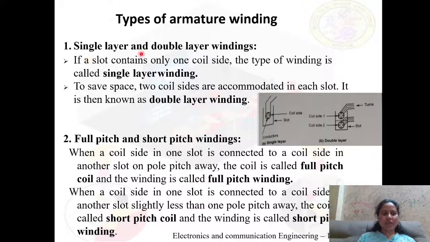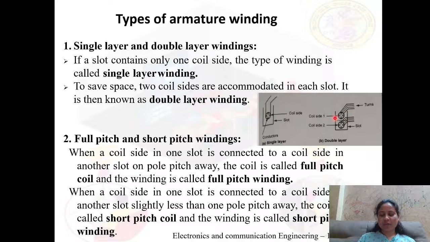First, considering the single layer and double layer winding, if the slot contains only one coil side, then we call such windings a single layer winding. So just observe this figure here. This slot which is having a conductor placed is one coil side, right? So if it contains only one coil side, then we call such a type of winding a single layer winding. And if the slot contains two coil sides, then we call it a double layer armature winding.